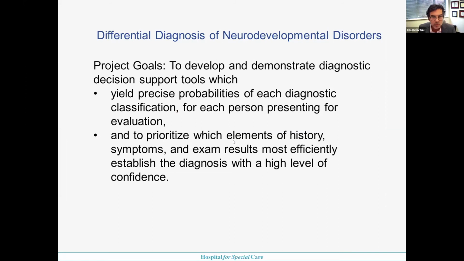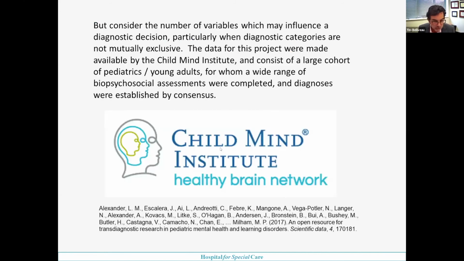And so we're going to move on now toward what we had mentioned before about not looking at just a single test score, but can we aggregate test scores in terms of multiple probabilities to help us determine the presence or absence of a condition of interest. So our goal in this project, which is a working project still in progress, is to develop a diagnostic decision support tool to help us improve accuracy of diagnosis of autism and other neurodevelopmental conditions, and in the process to identify which elements of the history, symptoms, or test results most efficiently establish the diagnosis with a high level of certainty. So Kayla, do you want to share with us about the Child Mind Institute study?